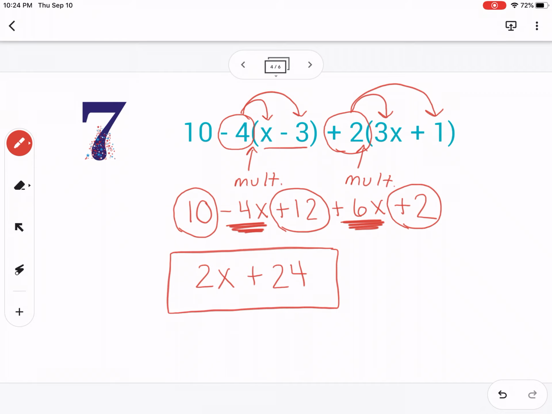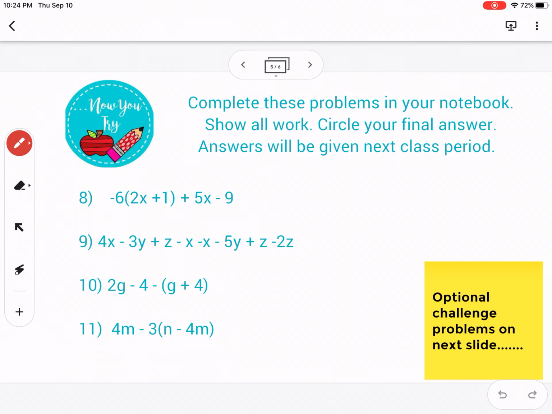All right, in addition to these notes, you're now going to try on your own. Now you try. So complete these 4 problems in your notebook, show all your work, circle your final answer. Answers will be given at our next class period. So pause the video now and try them. If you keep watching the video, you're going to see optional challenge problems coming. Optional meaning you do not have to do them. They're a little bit more challenging. So my people who are up for that challenge, please try them. You're going to put these into your PDF. All of this, 8, 9, 10, 11, put this into your PDF when you upload your notes for the assignment. All right, enjoy.